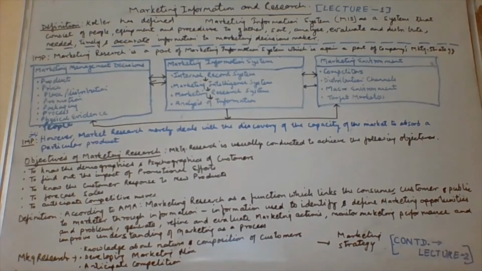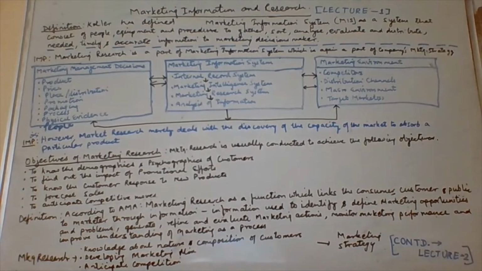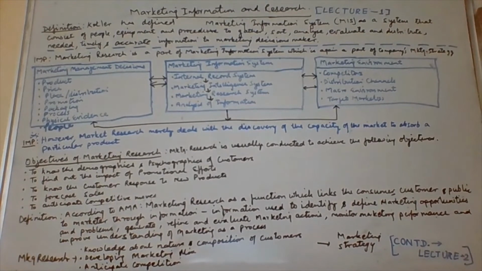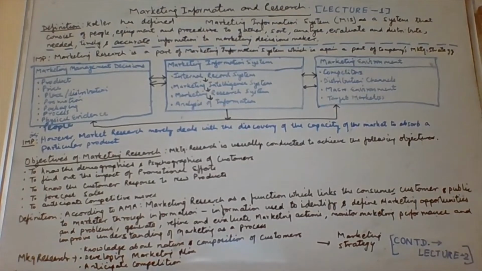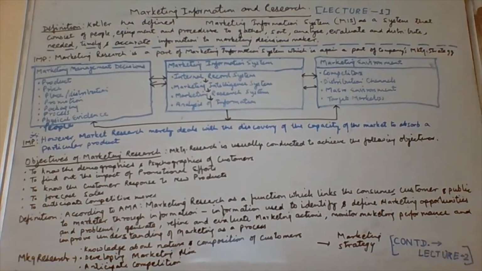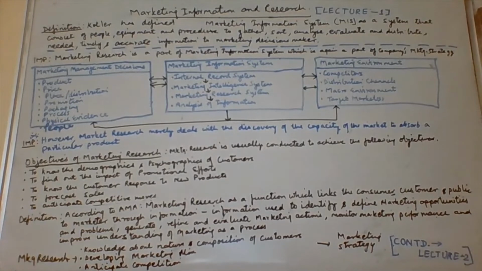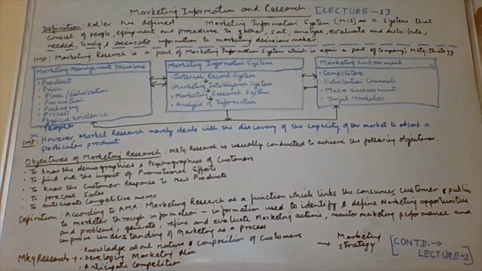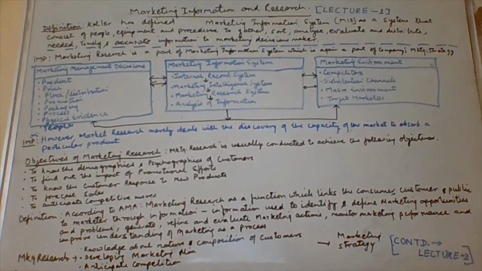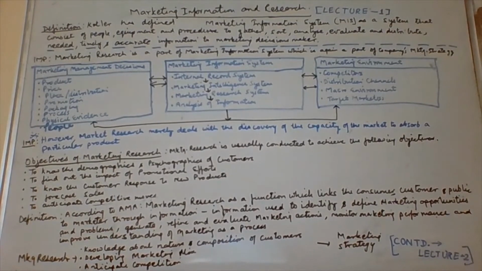Now, this leads to the basic aspect, that is the objectives of marketing research. Before I go to the definition of marketing research, let's see why this marketing research is necessary. Marketing research is usually conducted to achieve the following main objectives: to know the demographics and the psychographics of the customers.